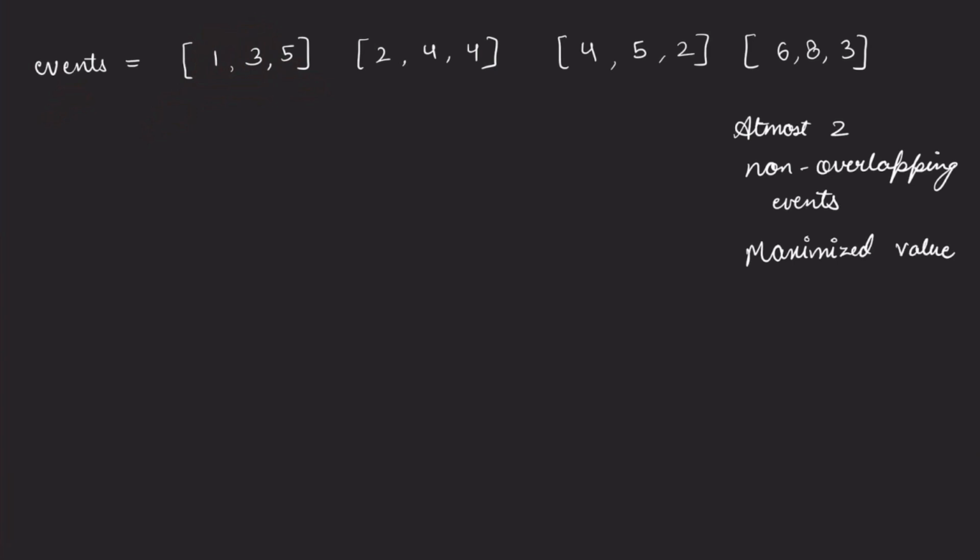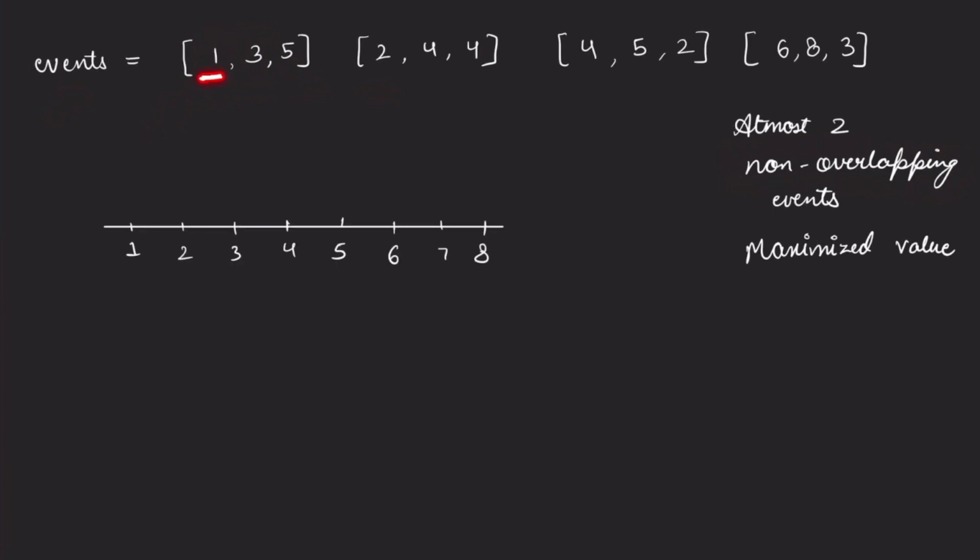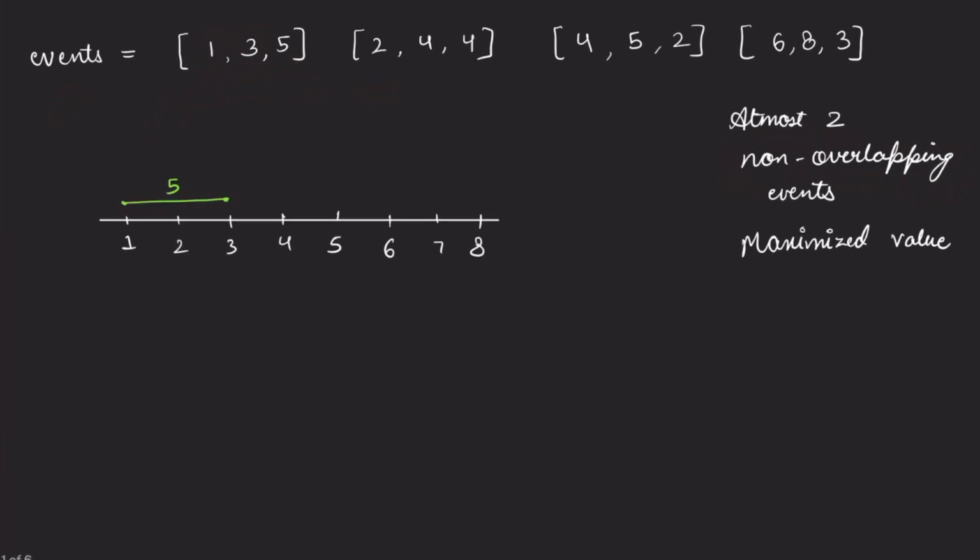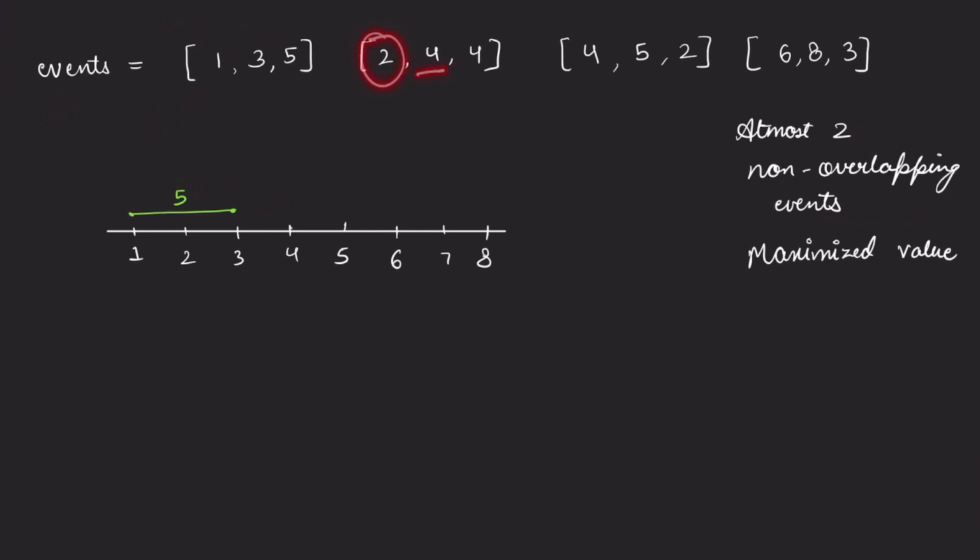So what do they mean by non-overlapping events? If we try to draw all these events on a number line, what will it look like? The first event is starting at 1 and ending at 3, so we have an event here and its value is 5. The next event is starting at 2 and ending at 4, and the value is 4. The next event starts at 4 and ends at 5, and the value is 2. The next event is starting from 6 and ending at 8, with the value 3. So these are all the events that are given to us.